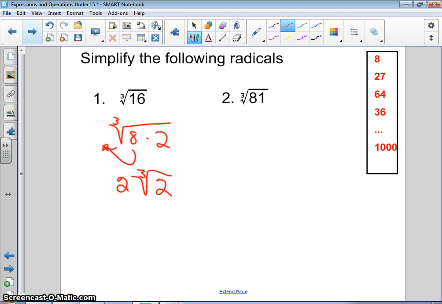For the cube root of 81, it's going to be the cube root of 27 times 3. 27 times 3 is 81, and 27 is a perfect cube. It's 3 times 3 times 3. So when it comes out, it'll be 3 cube root of 3.